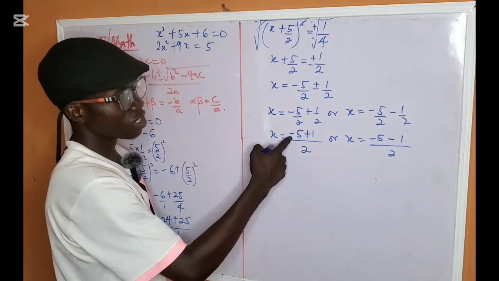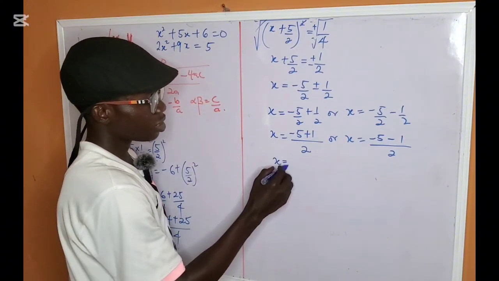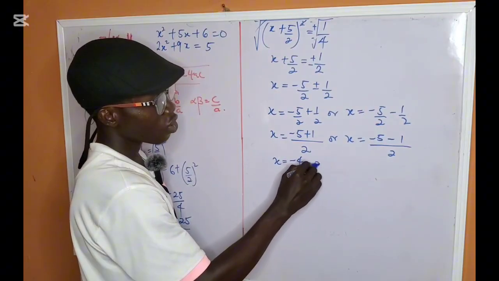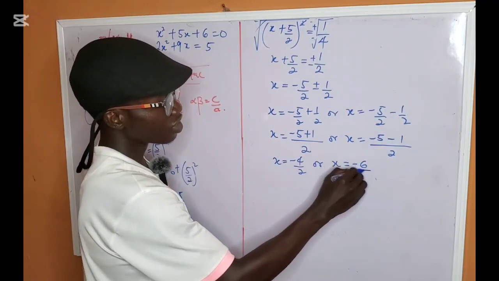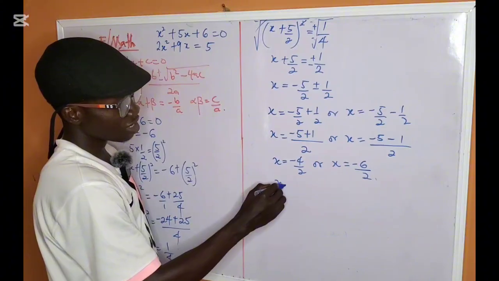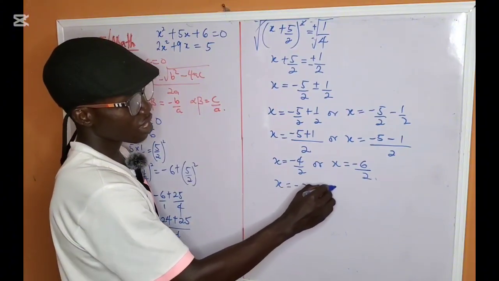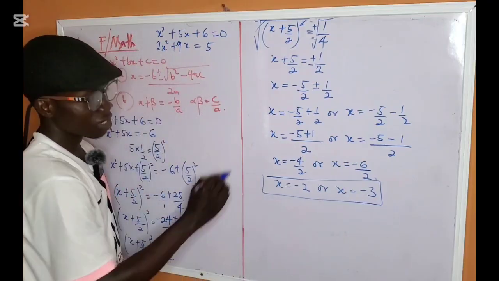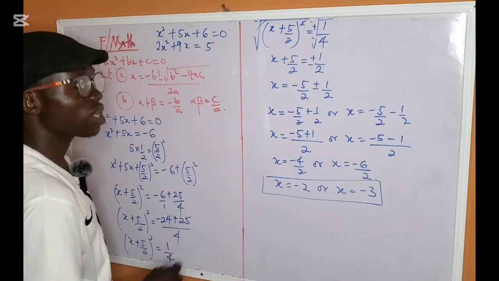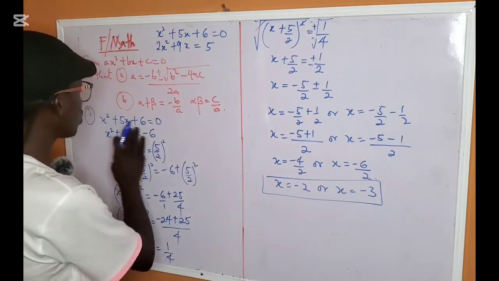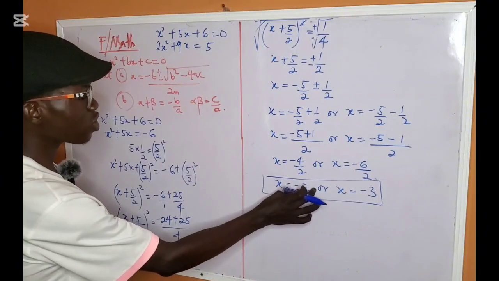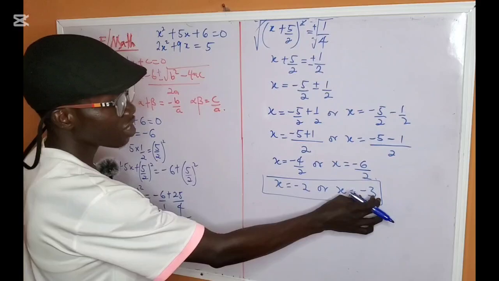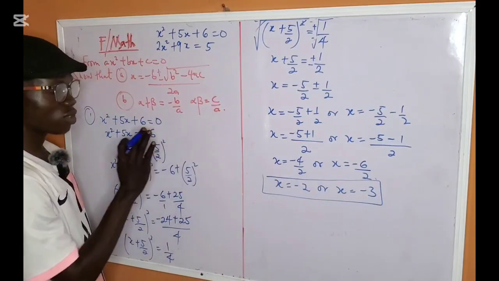Therefore, x equals minus 5 plus 1, that will give us minus 4 over 2, or x equals minus 6 over 2. Therefore, x equals minus 2, or x equals minus 3. These are the values of x. Now, we can show if our answer is correct or not. From this equation, if we substitute the value of x equals minus 2 here, it should give us 0. And if we substitute x equals minus 3 here, it should also give us 0.